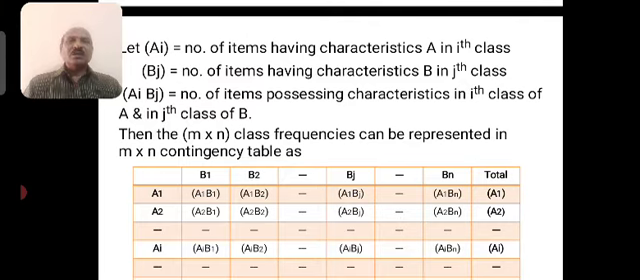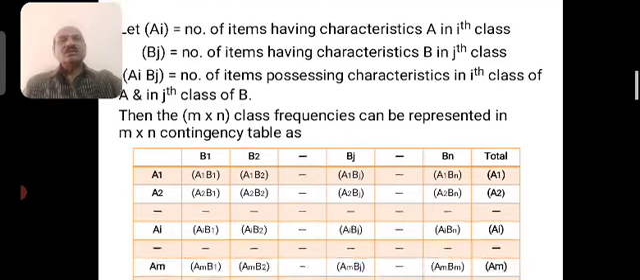Just like honesty and intelligence. Suppose A is honesty and B is intelligence, then what does AiBj mean? The persons who are intelligent as well as honest can be kept in this AiBj. So it is the number of atoms possessing characteristics in the ith class of A and the jth class of B. Then the m by n contingency table can be represented as this one.